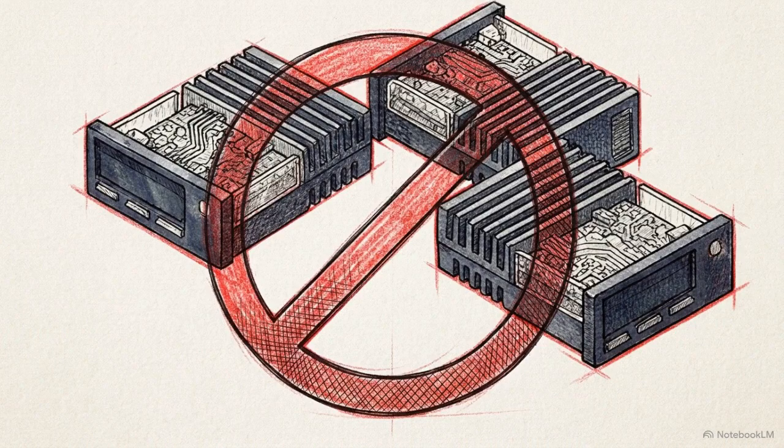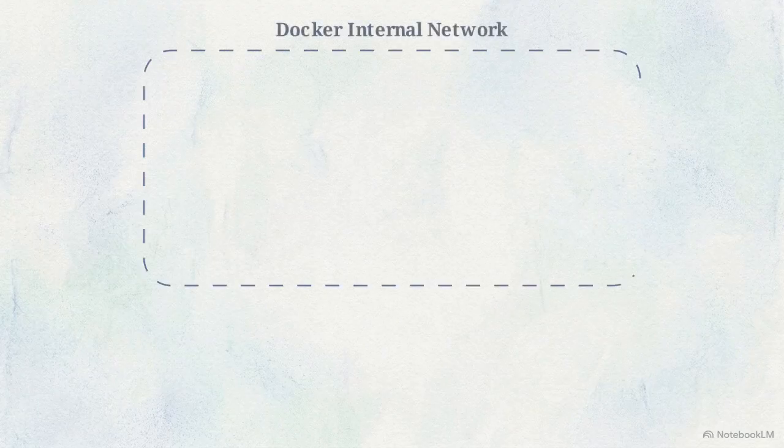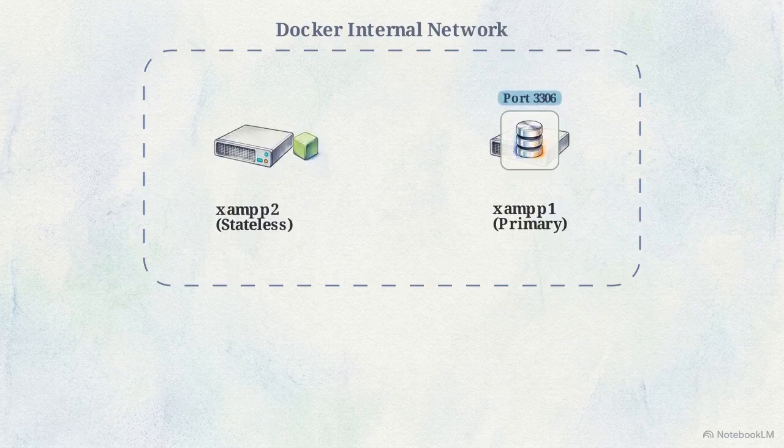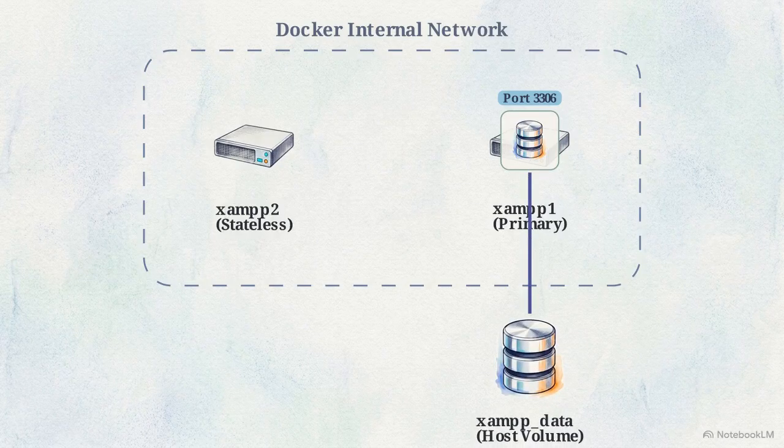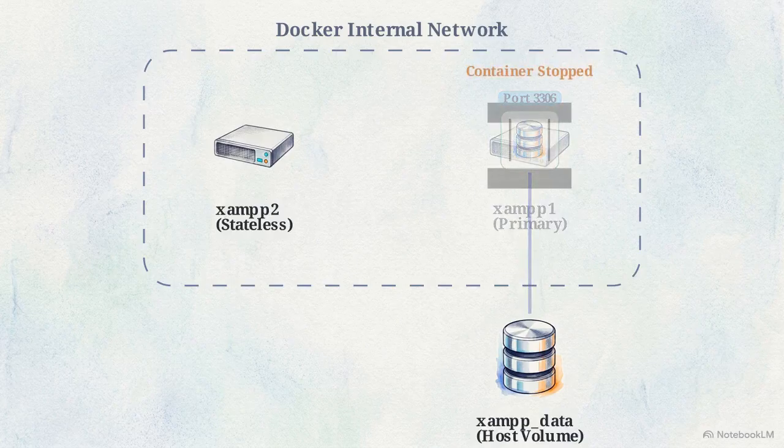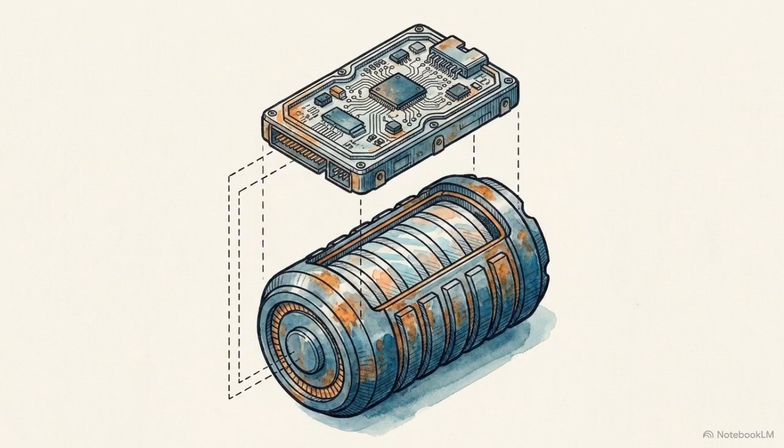The configuration solves this by suppressing the database service entirely on nodes 2 and 3, intentionally turning them into stateless web servers. When a stateless node needs data, it reaches across the internal network to query port 3306 on the primary node. Inside, the XAMPP data volume maps the database files directly to the host machine, ensuring data persists even when the container's lifecycle ends. Strictly decoupling ephemeral application execution from persistent data storage is the mandatory prerequisite for horizontal scaling.